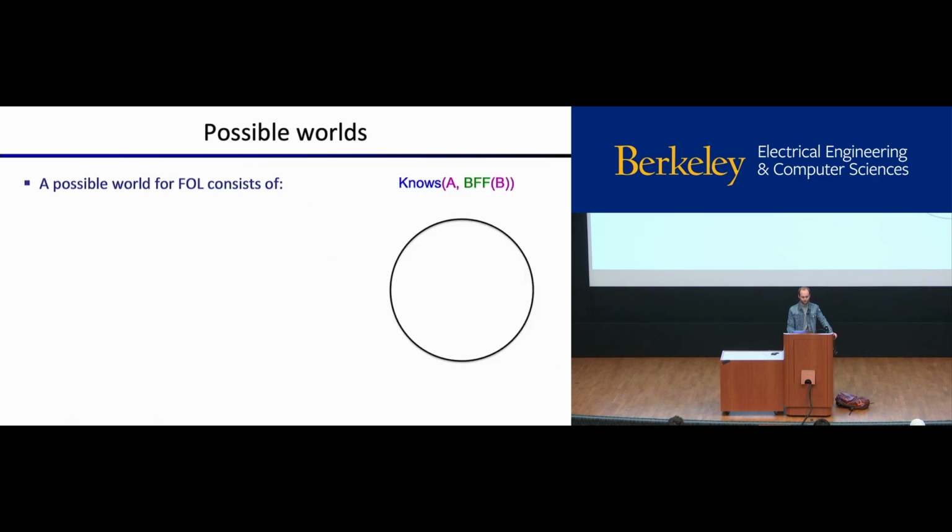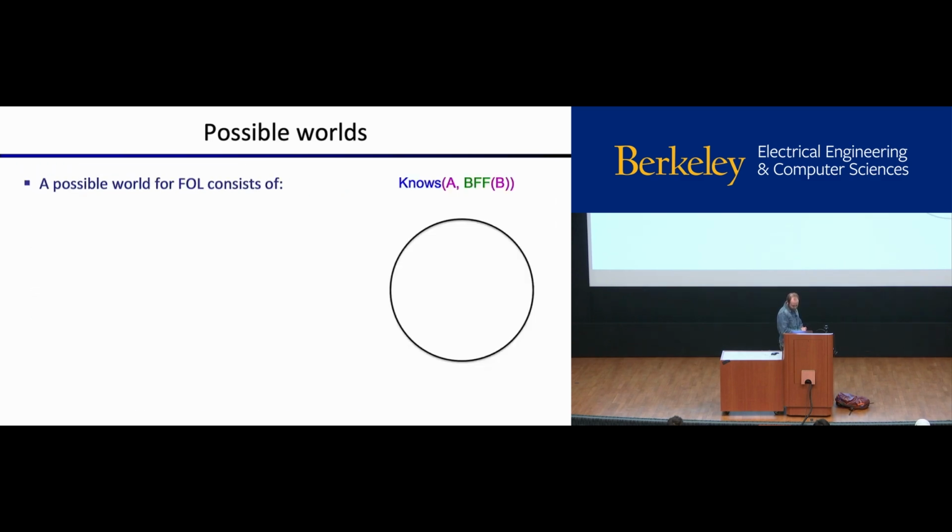Okay, here's another depiction of possible worlds. Here's a sentence that we have, and we want to know what possible worlds we can combine with it to decide whether the sentence is true or false. You can read it as A knows the BFF of B. This is a function. It takes an object and returns another object. This is a relation. It takes objects and it returns true or false. So that's the first thing to note. These are constants, A and B. You can also think of them as functions that take no argument.